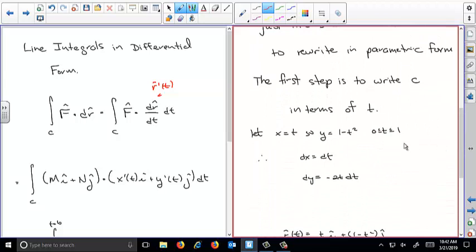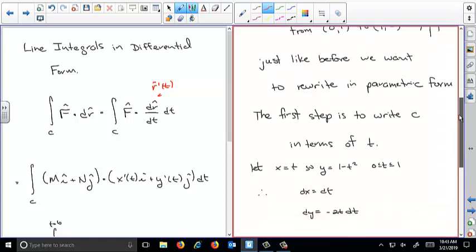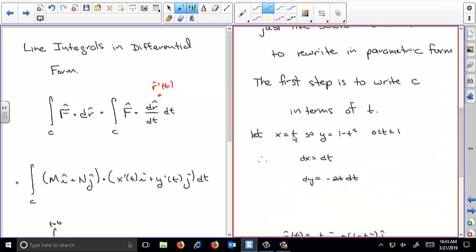First is to write C in terms of t. When we have just this one curve, you can usually set up this parameterization pretty easily by letting x equal t and then y equal 1 minus x squared, or 1 minus t squared. And if we calculate dx, the derivative of t is 1 times dt to get the differential. Same way here, you take the derivative of this, you get -2t, and so then you add the dt to it.